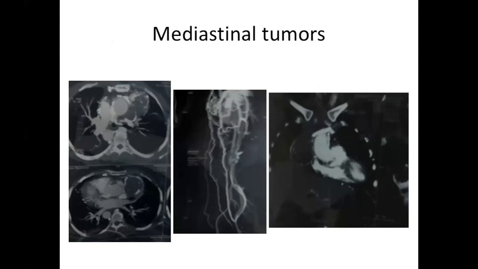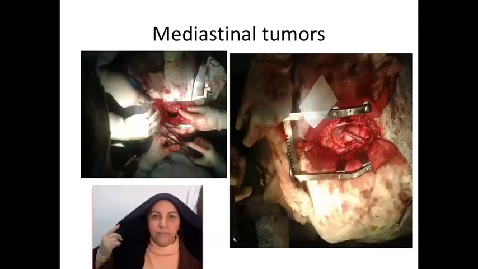And she had in her home country an attempted removal, which ended up with a bit of bleeding. They closed up and stopped the surgery. When she came to us, she was very symptomatic with SVC syndrome, which is a horrible disease to have, because these patients sneeze and they suddenly become dizzy or faint, or they laugh and they're faint, with a very swollen face. And we proceeded to do her surgery.